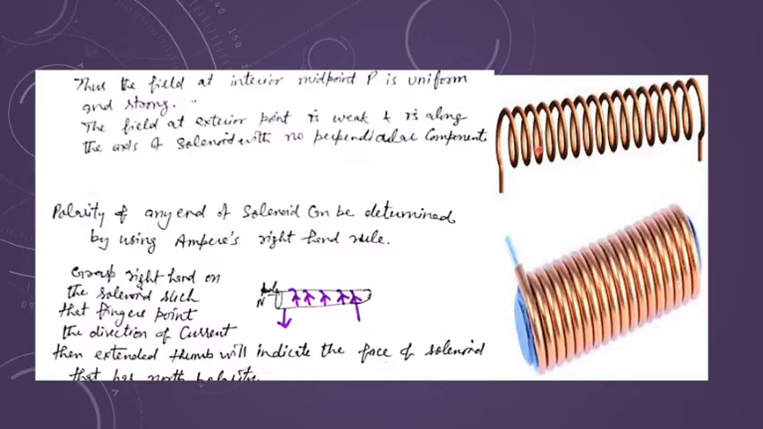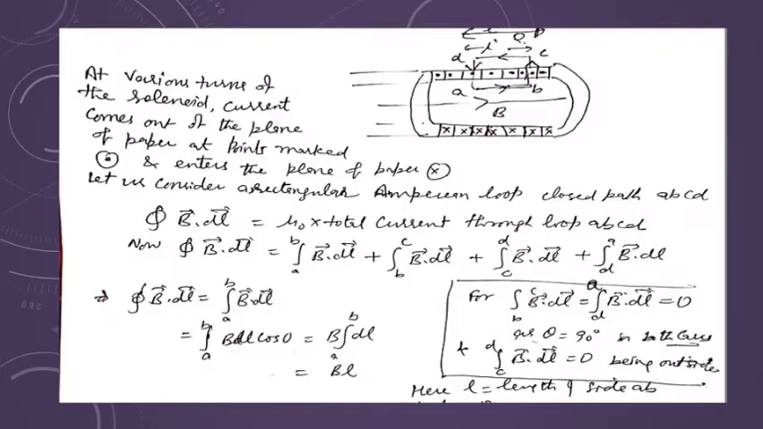Then we will talk about how a solenoid acts as a bar magnet, simply like a bar magnet, where we have north and south poles separated by some distance. So a solenoid also behaves like a bar magnet. Now we want to derive the expression for the magnetic field due to a straight solenoid.